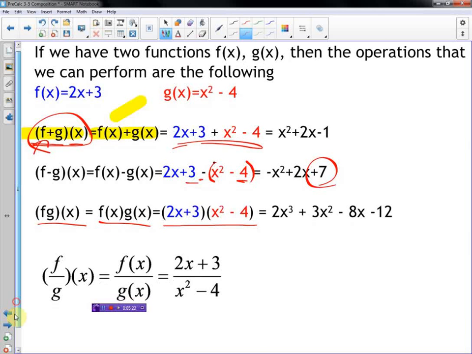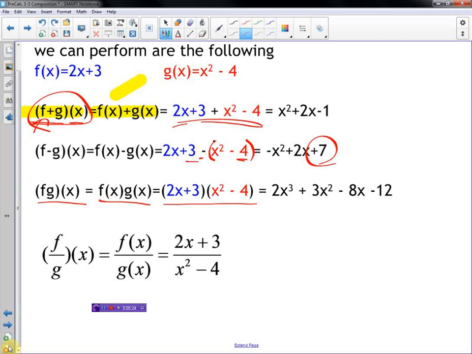Okay. Last one is f over g of x or f of x over g of x. And that's just going to be big. So that one's probably our favorite, fractions. No, I don't like fractions.